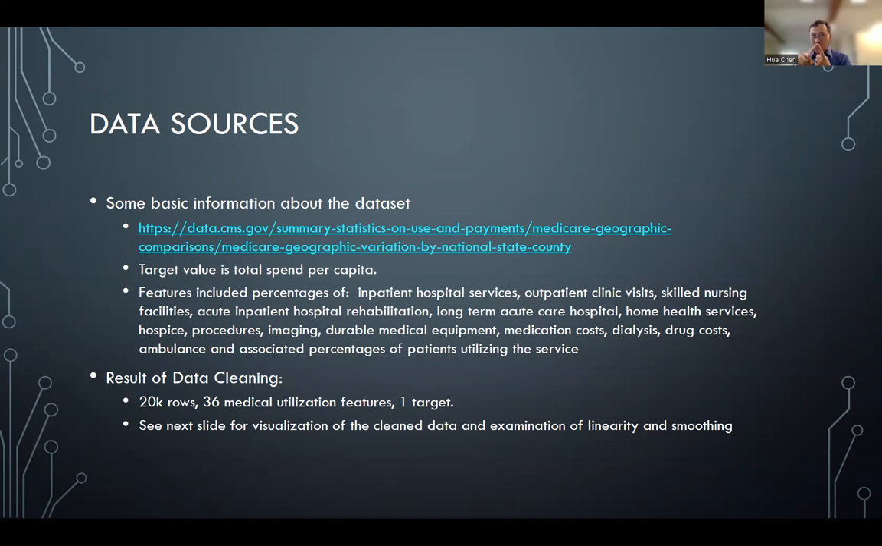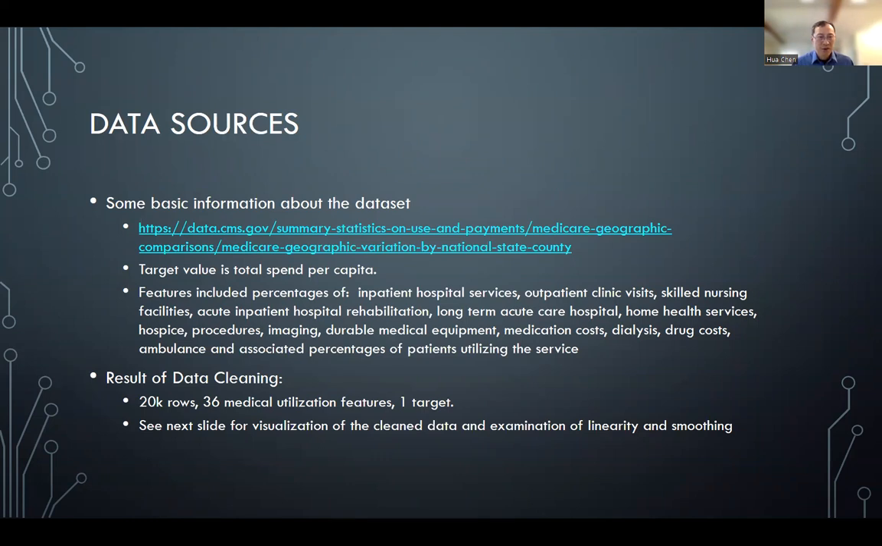It's going to be split into the percentage that Medicare spends in each of these categories, and it's also going to be put into what percentage of the beneficiaries are using these particular services. So after cleaning this data set, we have ended up with 20,000 rows, identified 36 medical utilization features that I wanted to look at, and that one target, the total per capita spend.